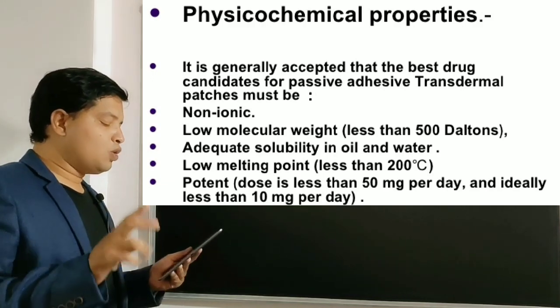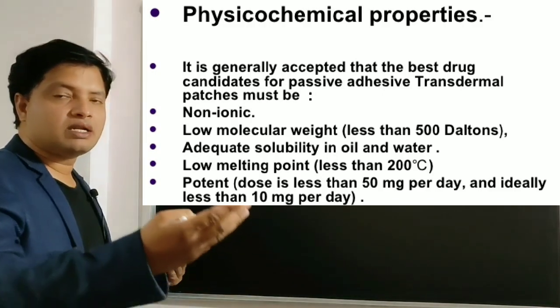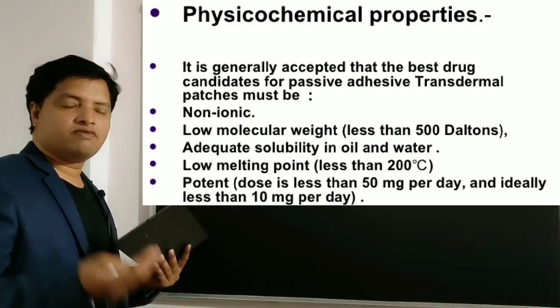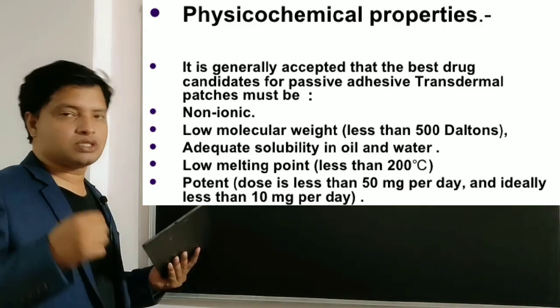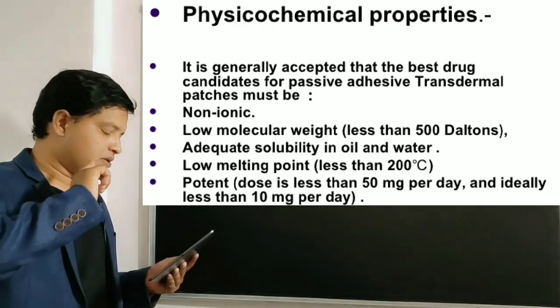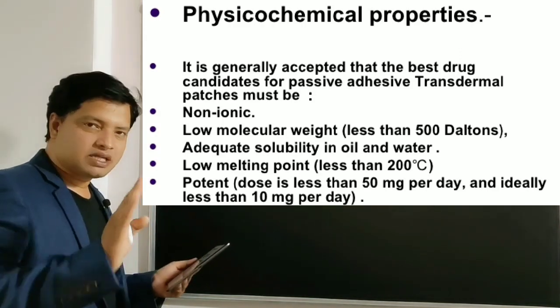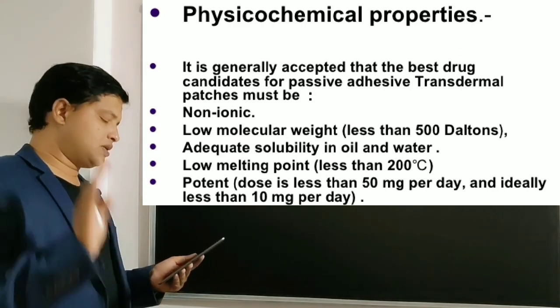One. Second, low molecular weight, less than 500 Dalton. If the drug has more molecular weight, the drug can't penetrate through the skin barriers. Hence, we want our drug candidate with a weight of 500 Daltons or less to be incorporated in a transdermal drug delivery system. Then adequate solubility, adequate partition coefficient in oil and water. Low melting point, less than 200.